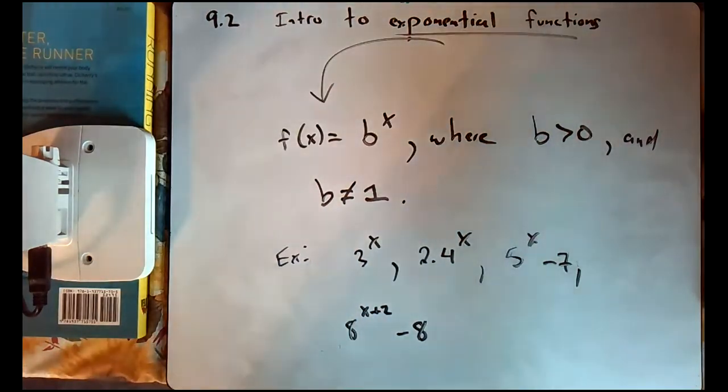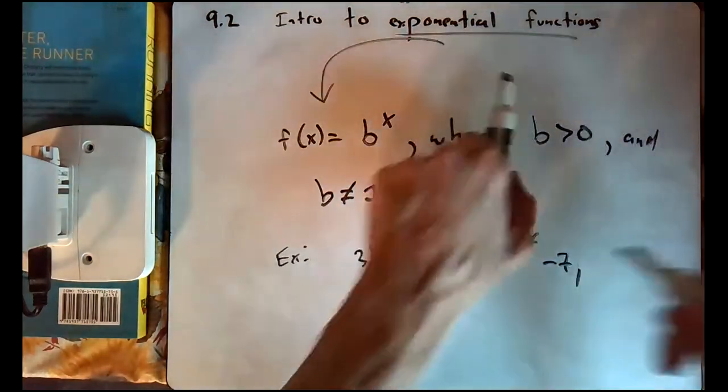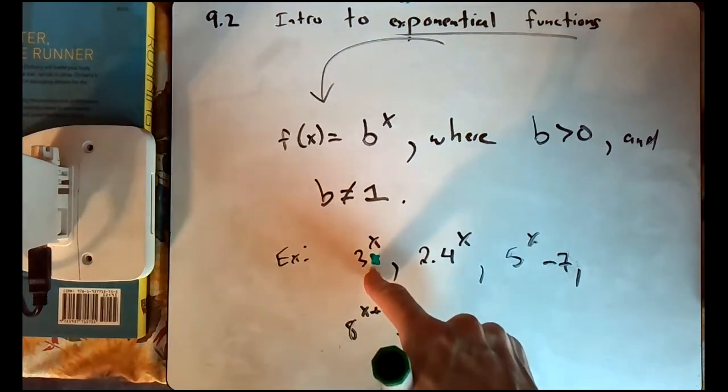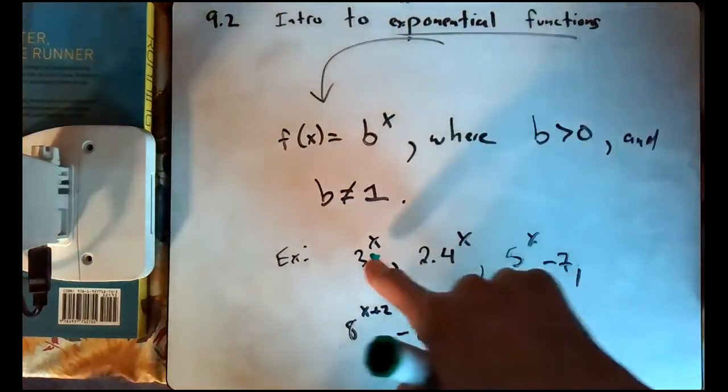Why? Because where's the position of the x? Is it at the base level? Like, it's no longer down here, right? If it was down here, that would be an algebraic expression. But because our x is now the exponent, we simply have something called an exponential function.